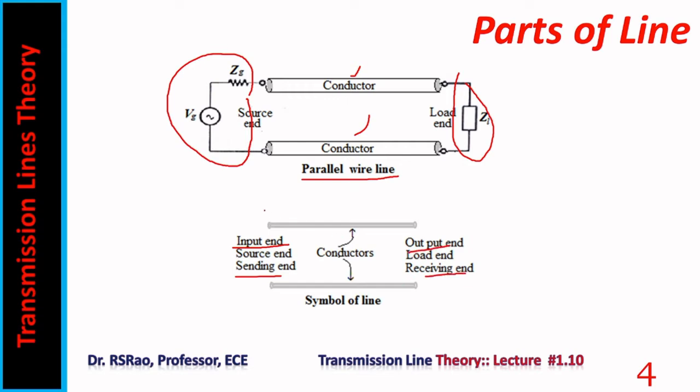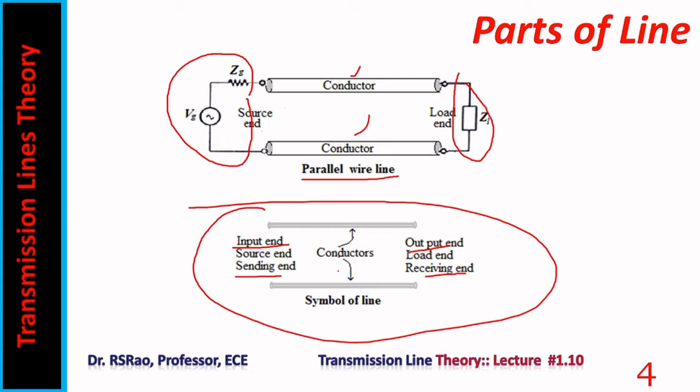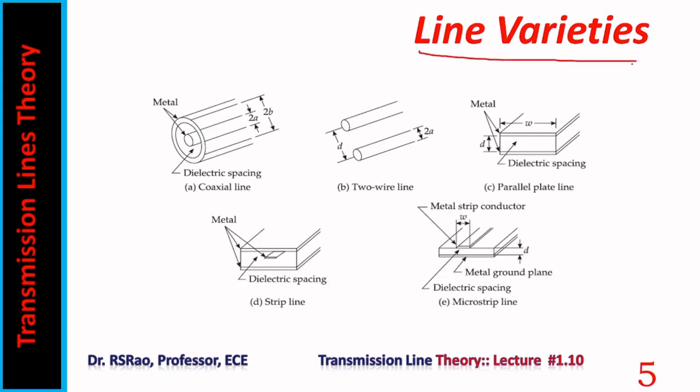Here is shown a symbol of the line. 2 conductors separated by some distance. A variety of lines are available. They are shown here. In A, coaxial line, it consists of an inner conductor, outer conductor separated by a dielectric. Diameter of inner conductor is usually indicated by 2a. Inner diameter of the outer conductor is indicated by 2b here.